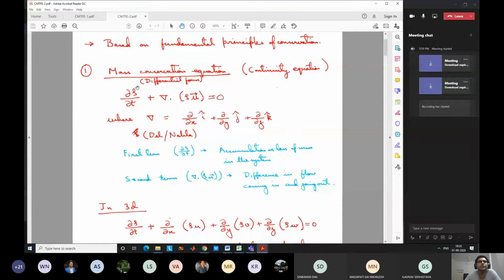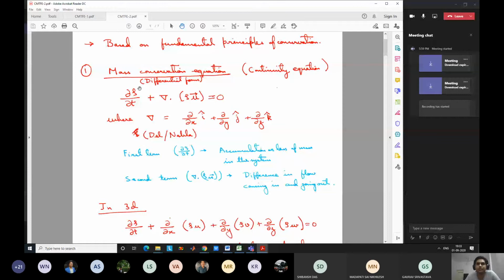Okay, it means that there is no change with time, and the only time variable comes here in this term, right? There is no change with time. This variable becomes 0, like this. This term becomes 0. You are left with only, okay, so del dot rho u equal to 0.